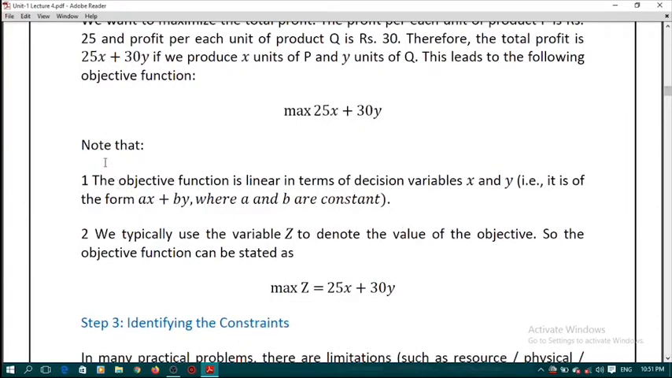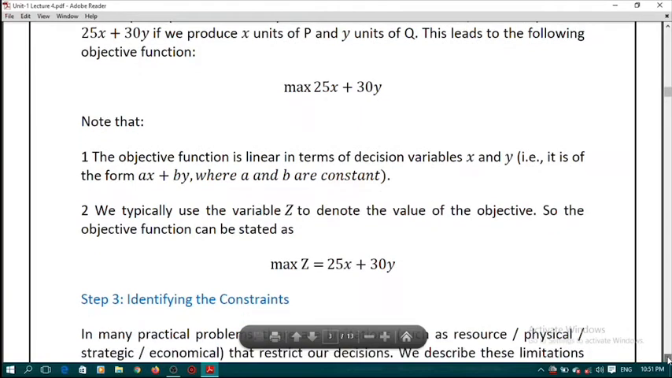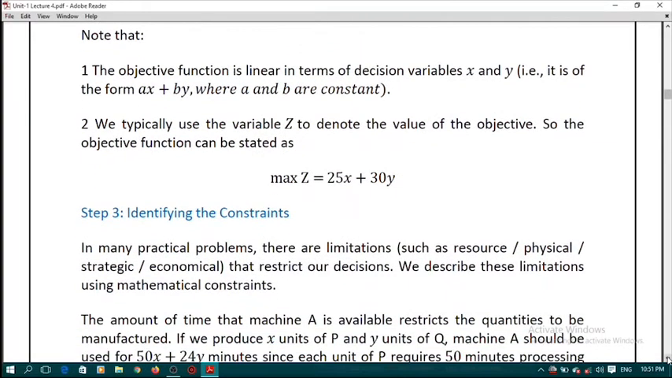So here we noted that the objective function is linear in terms of decision variables x and y. That is, it is of the form ax plus by, where A and B are constants, and we typically use the variable Z to denote the value of the objective function. So the objective function can be stated as maximum of Z, and that equals 25x plus 30y. Now here third step is identifying the constraints.